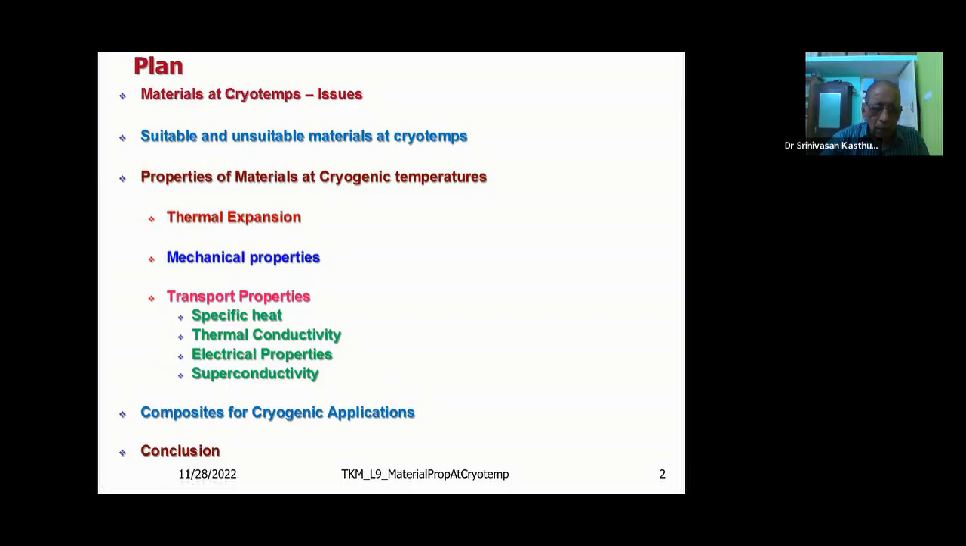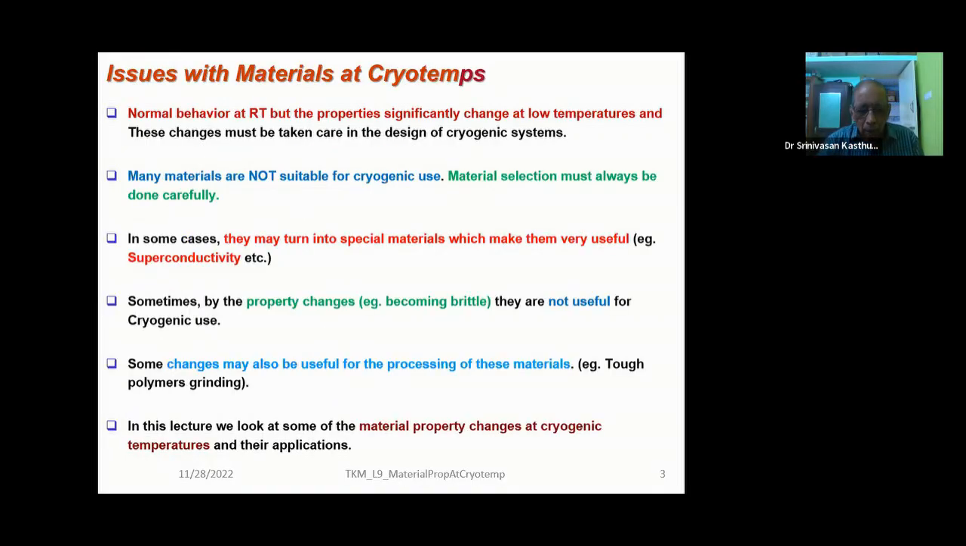Composites are a new type of material where you have a fiber and you have a resin, and then they form a composite. You can have different types of shapes and types of composite materials. So they become very useful for low temperature application. What sort of issues does one face with materials at low temperatures?